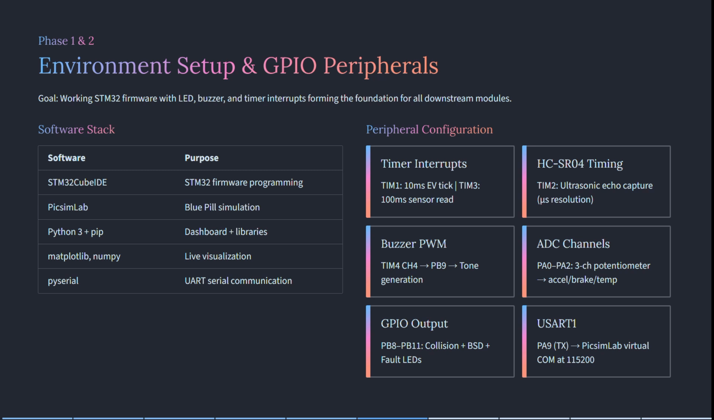Next, Timer 1 updates the calculation every 10 milliseconds. Timer 3 reads the sensors every 100 milliseconds. Timer 2 measures the ultrasonic echo timings. Timer 4 generates the PWM for the buzzer. The analog to digital channel reads the acceleration pedal, brake pedal, and the motor temperature. The GPIO pins control the LEDs for collision warning, blind spot detection, and system faults. UART 1 provides the communication between the STM32 and the Python.